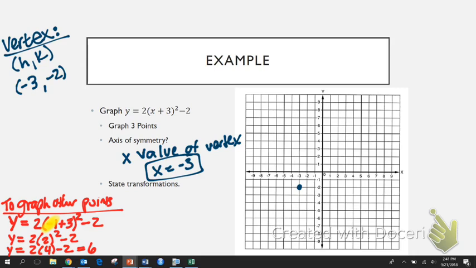And the point that I'm going to put on my graph is negative 1 because that's the x value I chose. I chose the x value negative 1, and it gave me a y value of 6. So I'm going to put a point at negative 1, 6.